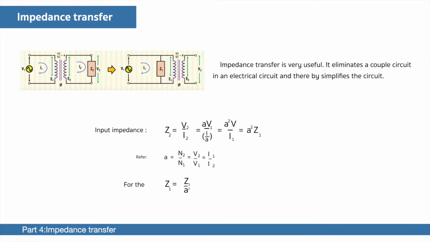Moving to the impedance transfer part, impedance transfer is very useful. It eliminates a coupled circuit in an electrical circuit and thereby simplifies the circuit. From the equation of impedance, Z2 equals V2 over I2. By referring to the turn ratio equations, we finally can indicate the relation between Z1 and Z2, that Z1 equals Z2 over a squared.